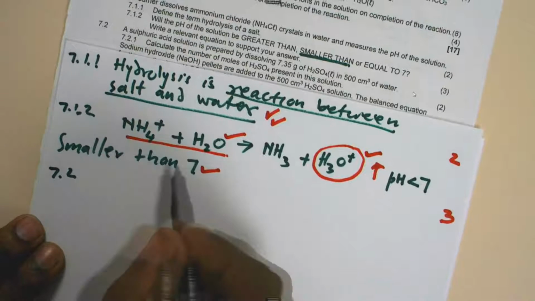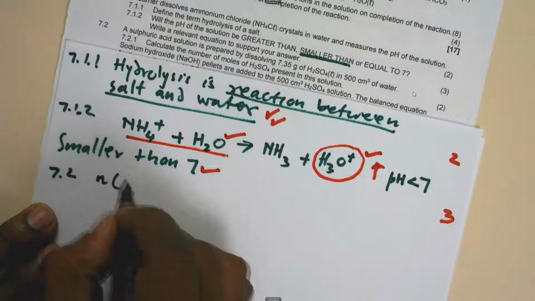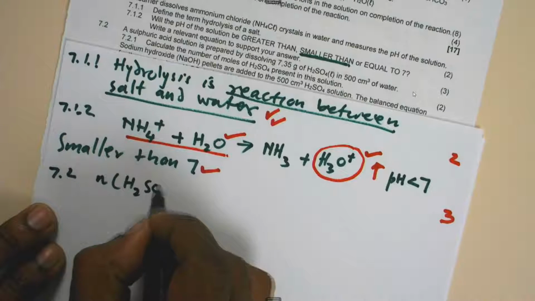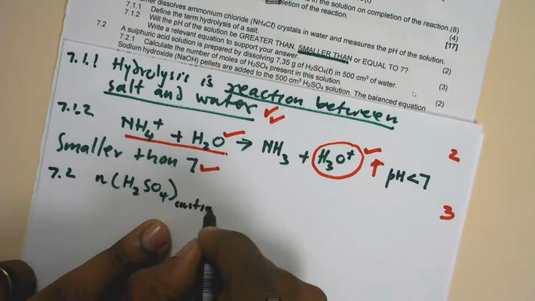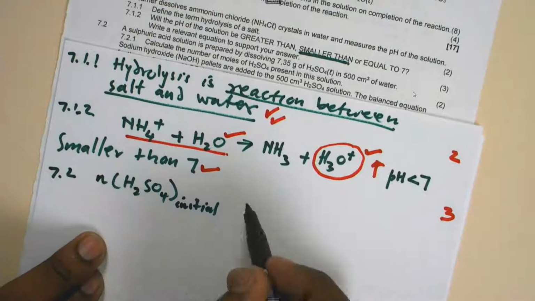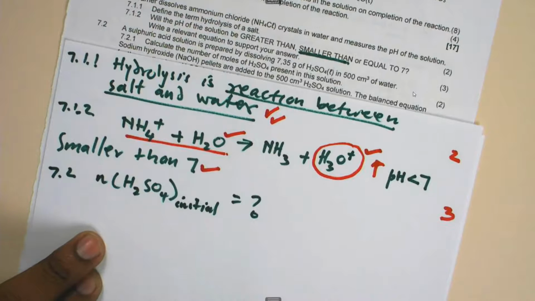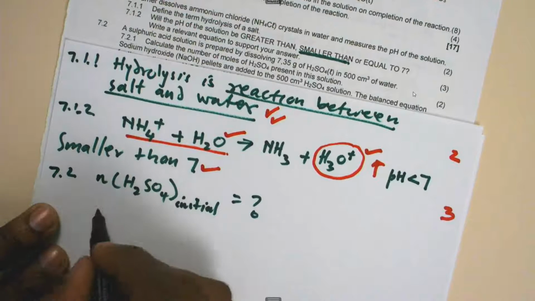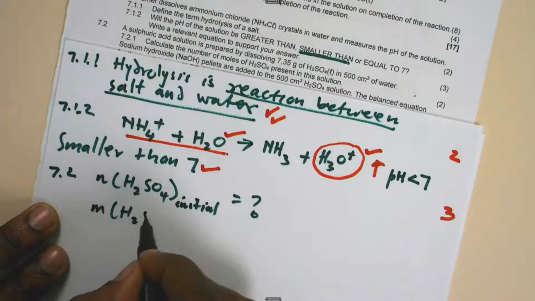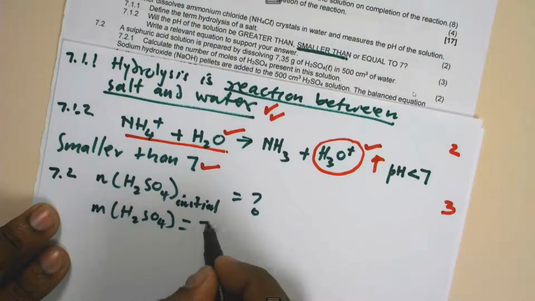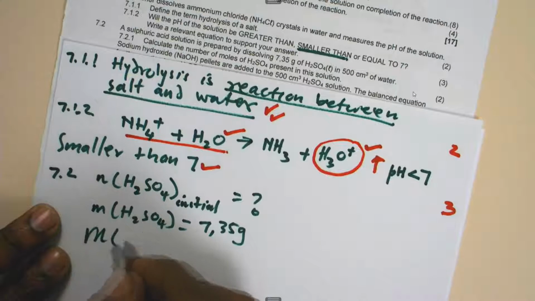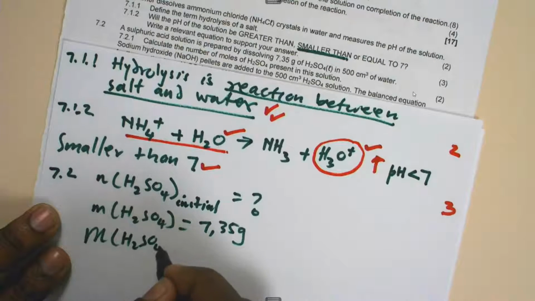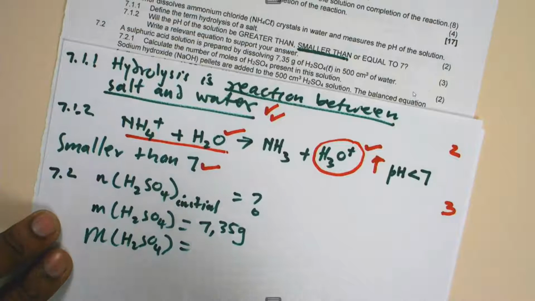This should not be a problem, because if they ask us to calculate the number of moles of H2SO4, this will be my number of moles initial. That is what I am starting with. So this is what I want to calculate. But what else do I have? I am given the mass of H2SO4, which is 7.35 grams. Then the other thing is I can calculate the molar mass of H2SO4 to be 98 grams per mole.